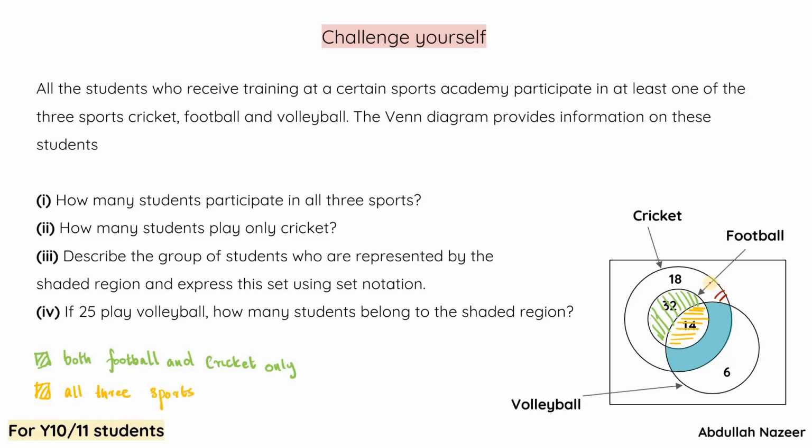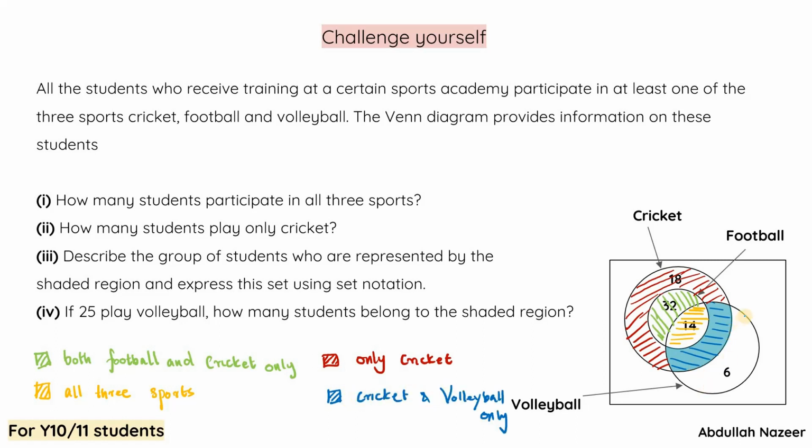Now let's come to this region. That region, if you see, belongs to cricket, and it is outside the set football and it's also outside the set volleyball. So that has to be the region that includes students who play only cricket. And then we have this teal region over here. This teal region is clearly outside the set football, so it does not include students who are playing football. However, if you see, it is an intersection between the set cricket and the set volleyball. So that teal region over there, which I have shaded with blue, includes students who play cricket and volleyball only.